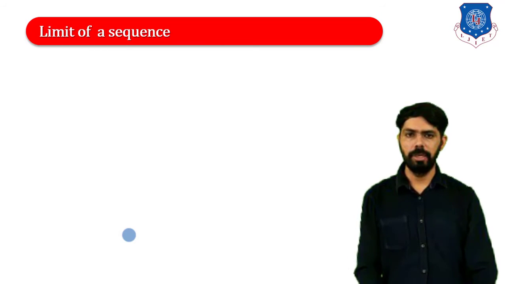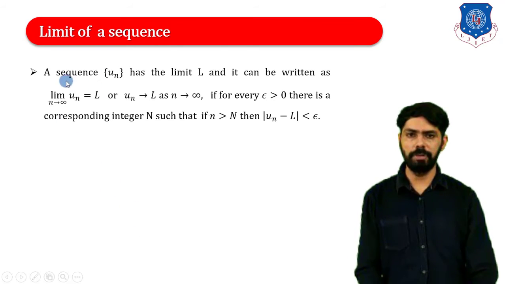Now we will discuss the limit of a sequence. A sequence un has the limit capital L, and it can be written as limit n tends to infinity un is equal to capital L, or un tends to L as n tends to infinity, if for every epsilon greater than 0, there is a corresponding integer capital N, such that if small n is greater than capital N, then modulus of un minus L is less than epsilon. So this is how we can find the limit of a sequence.